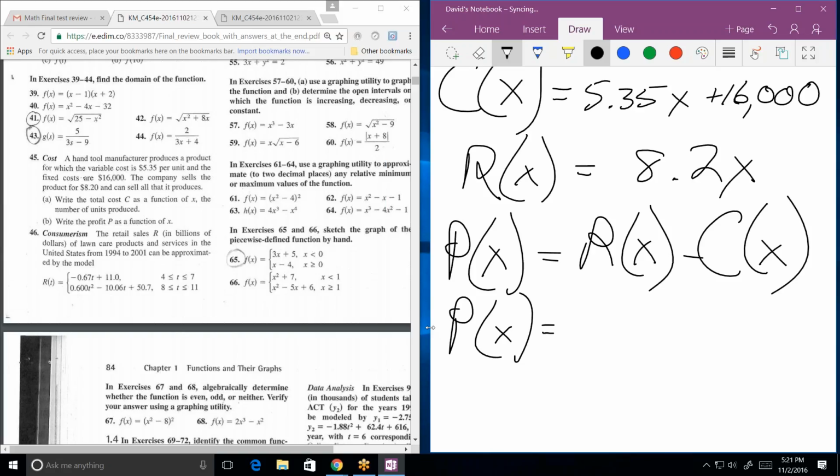Would it be 8.2 minus 5.35? Yeah, what is that? 2.85x plus 16,000. Would it be minus 16,000? Excuse me. Yes. I just was about to correct myself when you corrected. Minus 16,000. And there's your profit function.